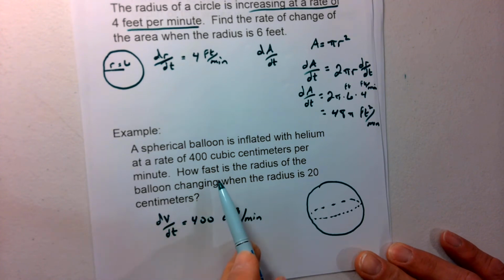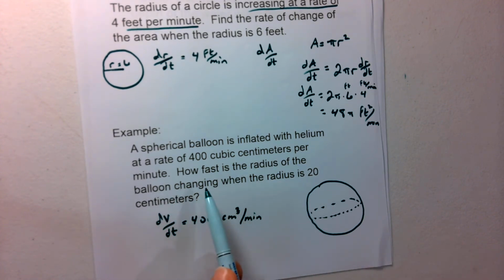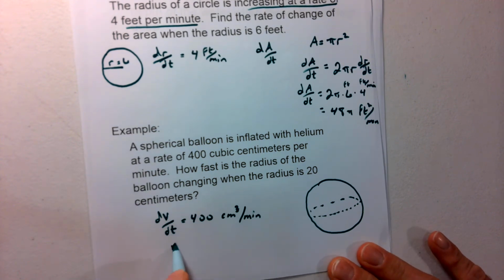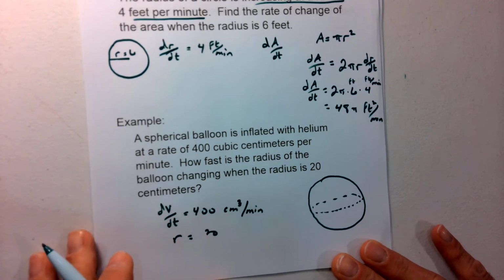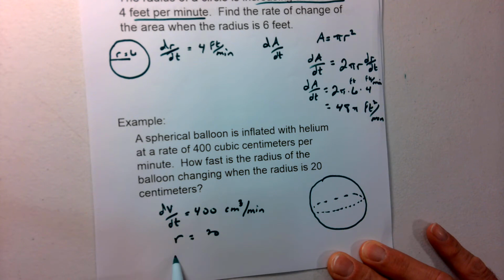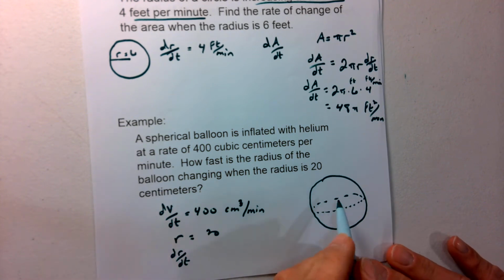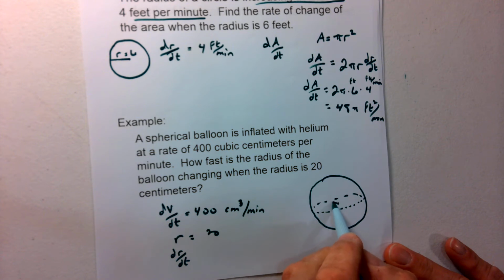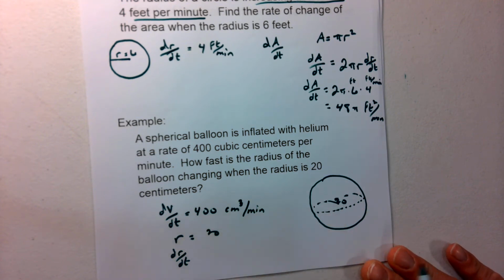We want to know how fast the radius of the balloon is changing when the radius is 20 centimeters. So they're telling us the radius is 20. I'm looking for dr/dt. How fast is that radius changing? Well, I know that this radius is 20, don't I? So I need a relationship between the volume of the sphere and the radius of a sphere.